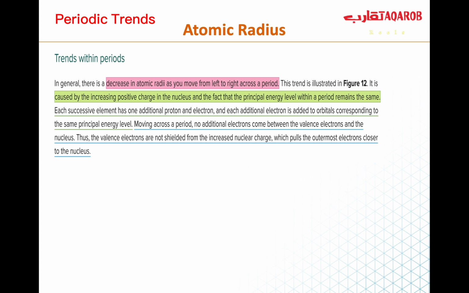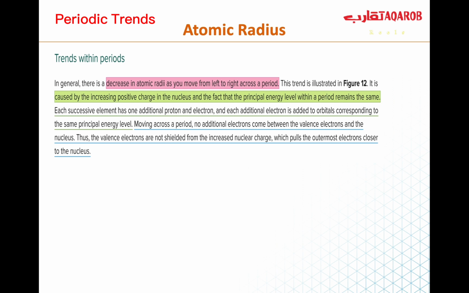Because the positive charge is increasing in the nucleus, and as we know the principal energy level within a period remains the same, that's why we have a decrease in atomic radii from left to right.